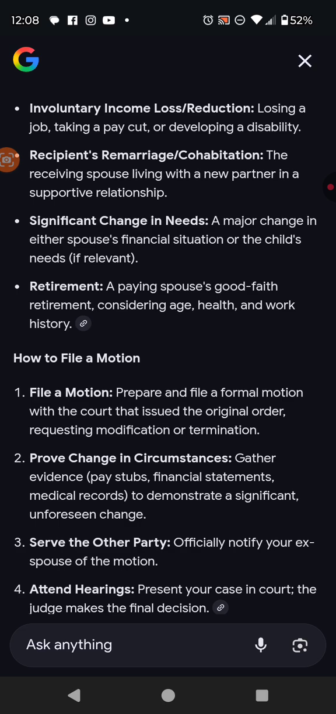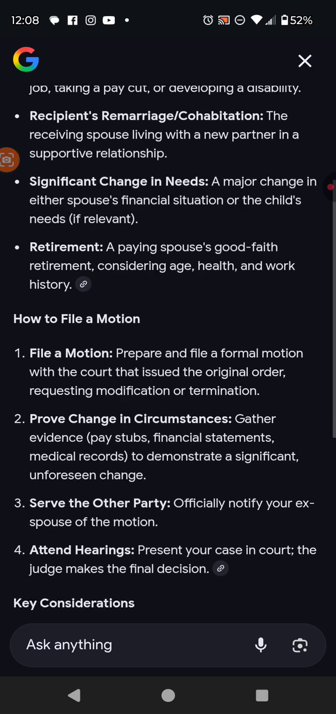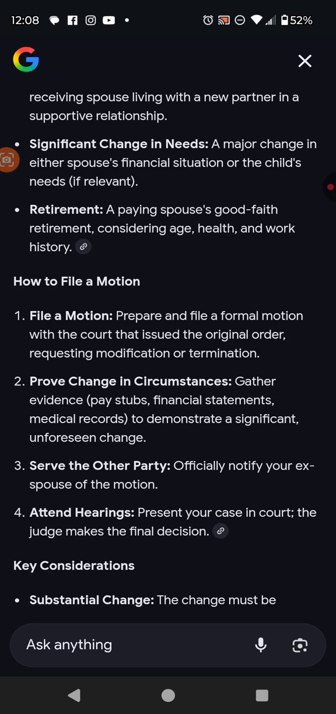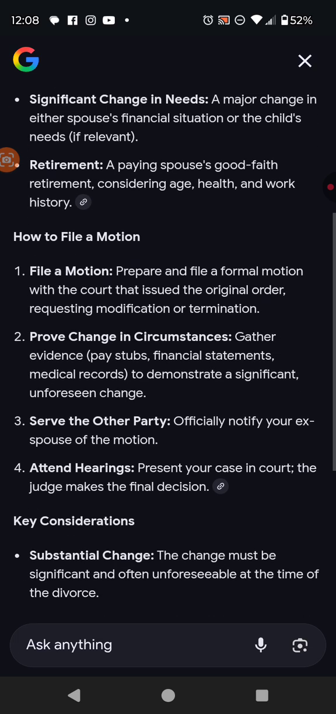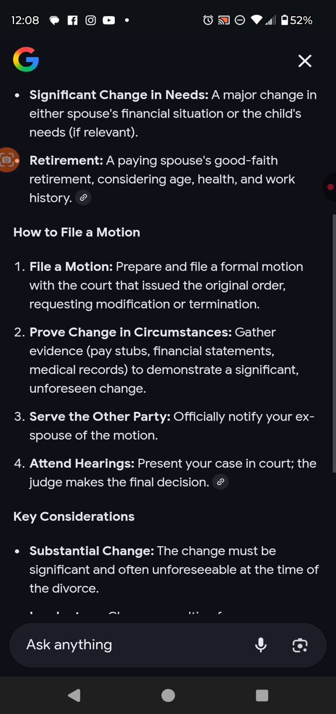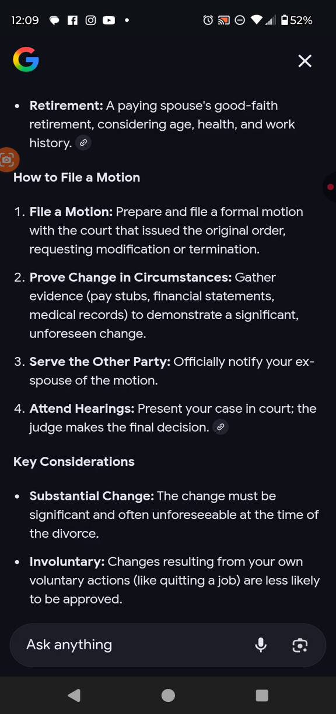Retirement, a paying spouse's good faith retirement considering age, health, and work history. Okay. So there's a lot of reasons you could use to file this motion. How to file a motion. File a motion. Prepare and file a formal motion with the court that issued the original order requesting modification or termination.